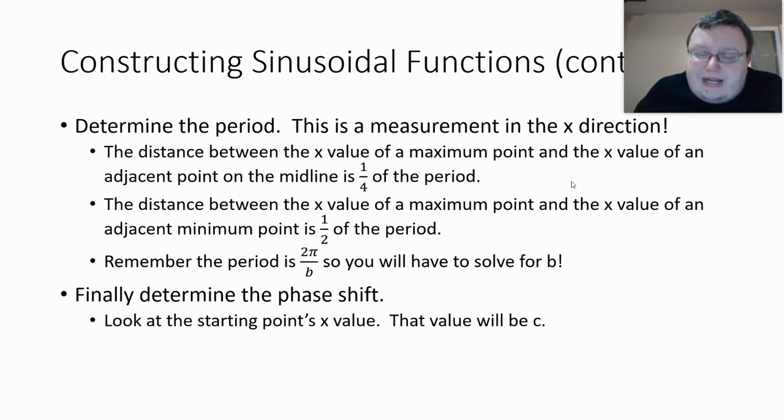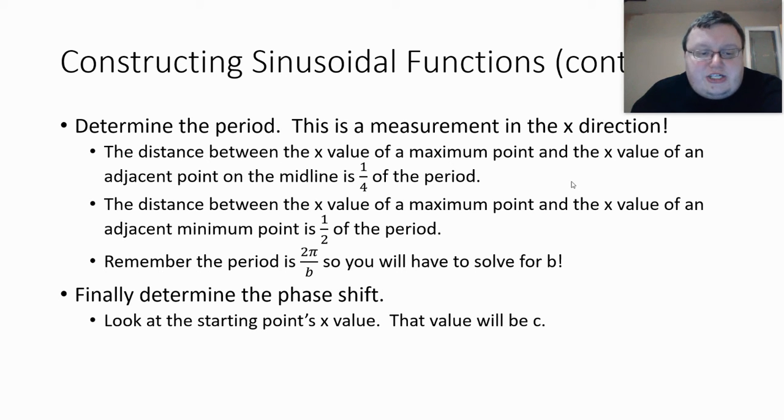Remember, though, the period, this is the most important part. I messed this up one time, and I won't forget it now because it made me mad. But remember, the period is 2 pi divided by b. So you will have to solve for b. You'll have to set 2 pi divided by b equal to that period and solve for b to figure out what b is to plug in the equation.